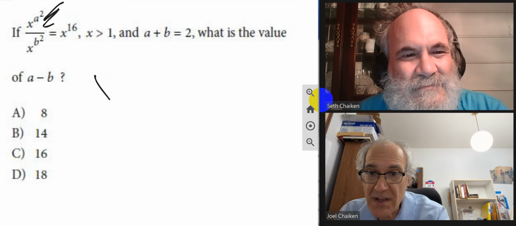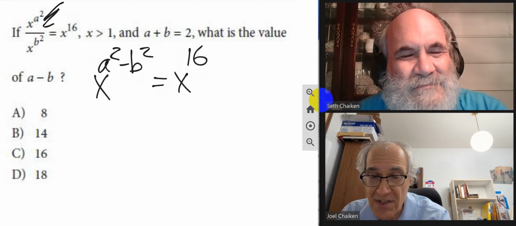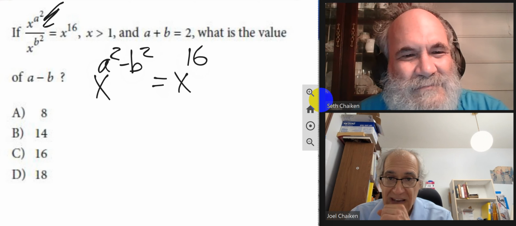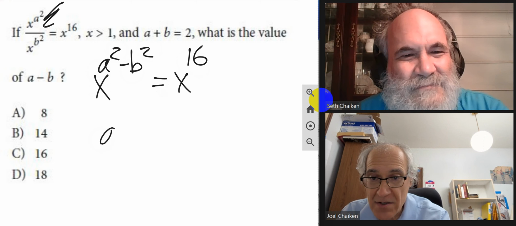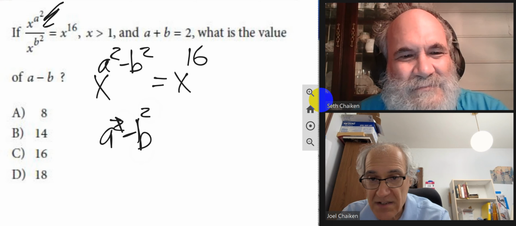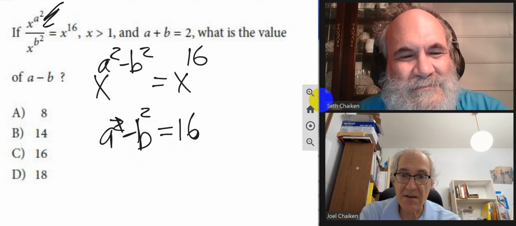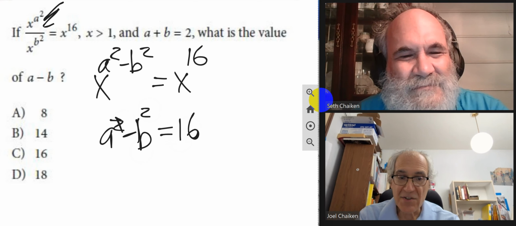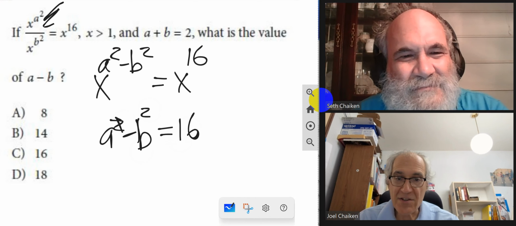So this would be x to the a squared minus b squared equals x to the 16th. Always try to use the equal sign. Really important. Now you stare at this thing and then you realize, a squared minus b squared is equal to 16. Still, it looks a little weird, a little intimidating. And what do you do?